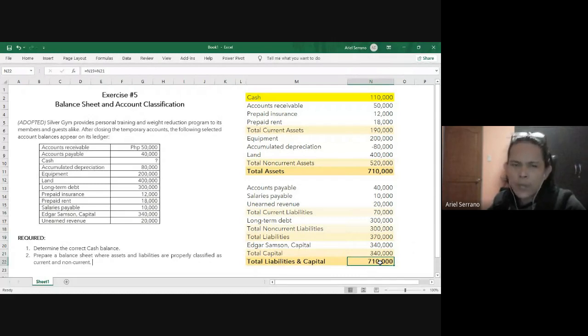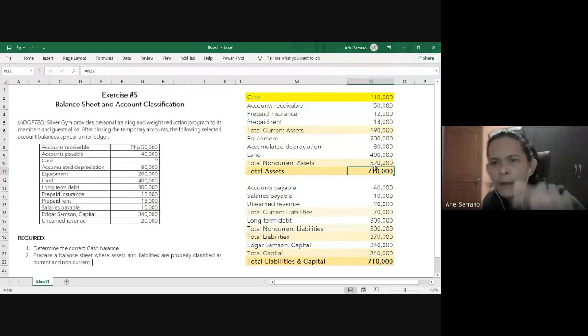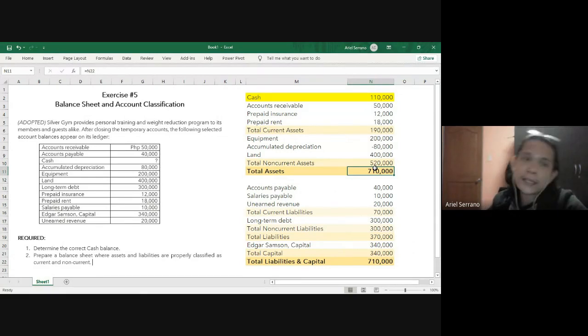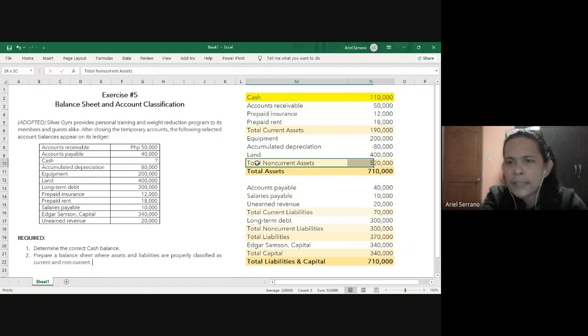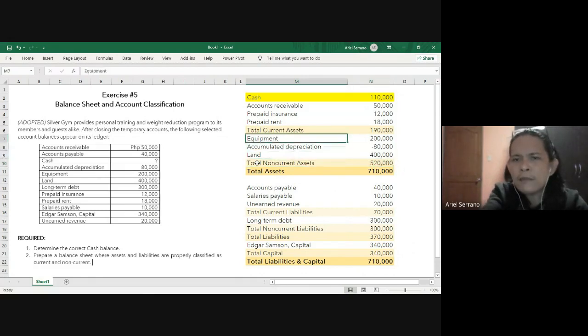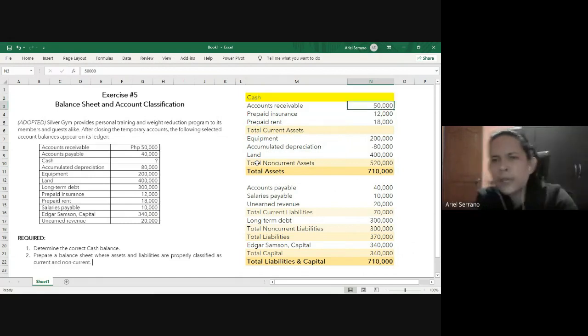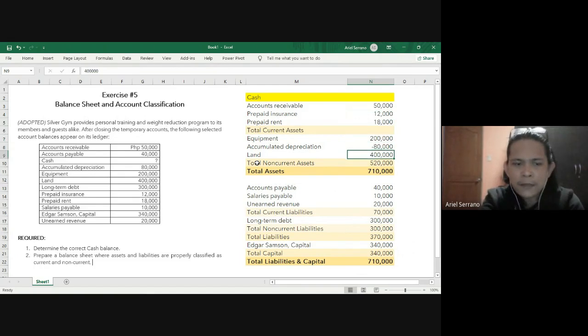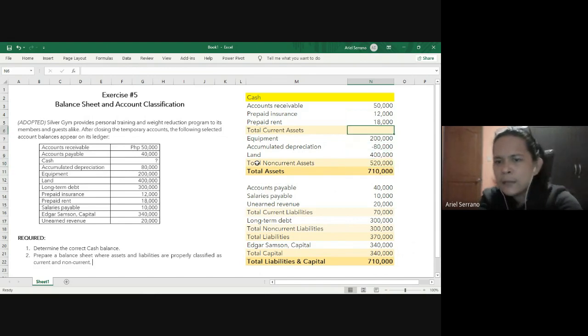Now, we know that assets equals liabilities plus equity. Therefore, the total assets should be 710,000 as well. From this, we can figure out the total current assets, because what is not given initially is this portion here. Because the total non-current assets is given, we can remove it from the total assets: 710,000 minus 520,000. Your total current assets should be 190,000.